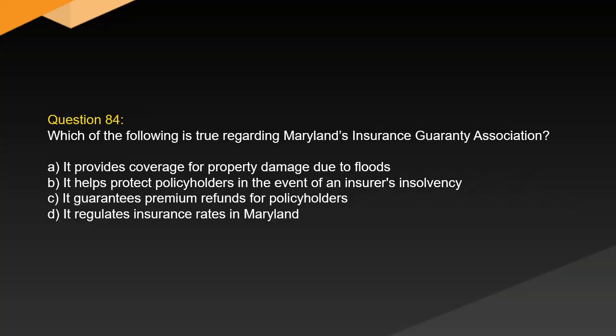Question 84. Which of the following is true regarding Maryland's Insurance Guarantee Association? A. It provides coverage for property damage due to floods. B. It helps protect policyholders in the event of an insurer's insolvency. C. It guarantees premium refunds for policyholders. D. It regulates insurance rates in Maryland.